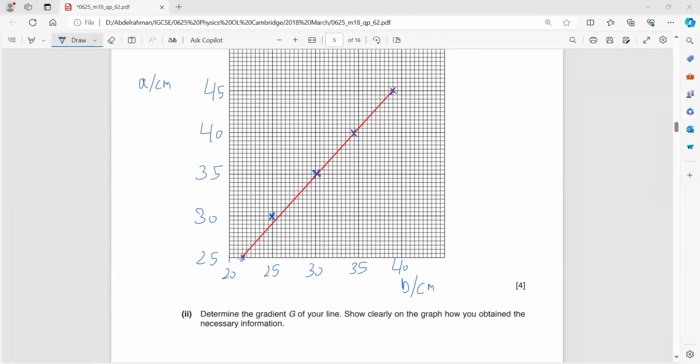Again, the line does not have to pass through all of the points. Okay, it doesn't have to pass through all of the points at all. This is a reasonable best fit line.